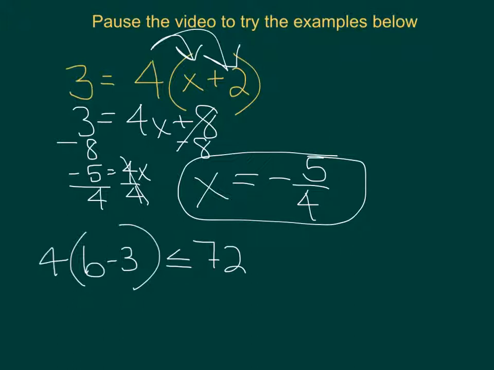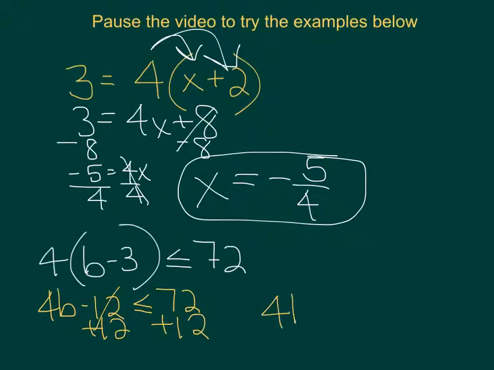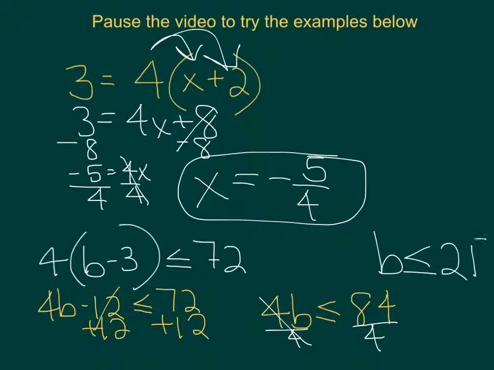For the next example, it is the same thing, but now it's an inequality. So we have 4b minus 12 is less than or equal to 72. Add 12 to both sides, and we get 4b is less than or equal to 84. Divide both sides by 4 to get the b by itself, and we get b is less than or equal to 21 as our final answer.